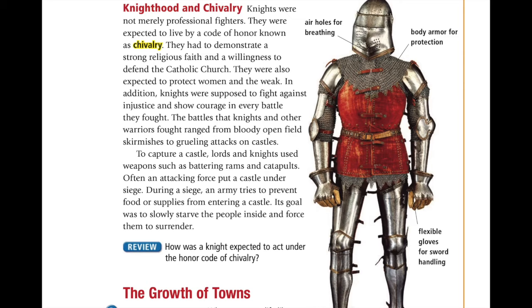The battles that knights and other warriors fought ranged from bloody open field skirmishes to grueling attacks on castles. To capture a castle, lords and knights used weapons such as battering rams and catapults. Often an attacking force put a castle under siege. During a siege, an army tries to prevent food or supplies from entering a castle. Its goal was to slowly starve the people inside and force them to surrender.